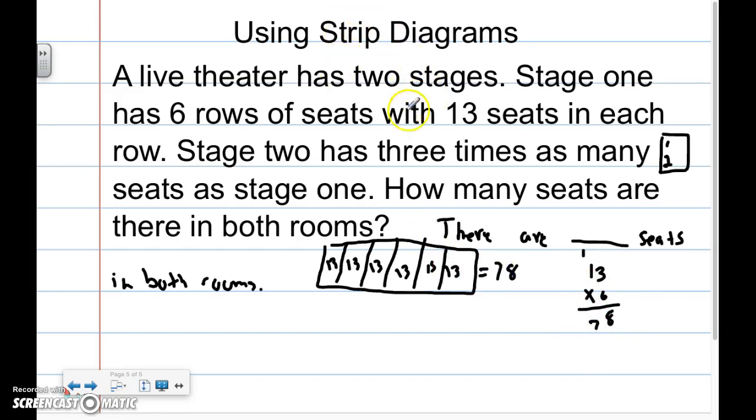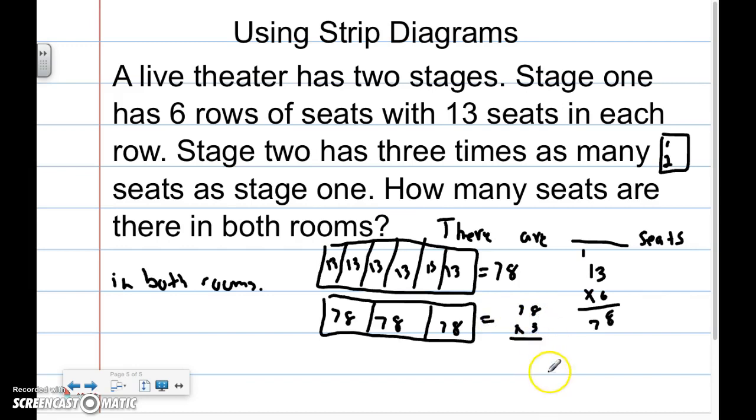But that's the seats in just stage 1. Now I have to figure out stage 2 has 3 times as many as stage 1. So I'm going to break this into 3. And so 78, 78, 78, because they have 3 times as much. So now that becomes 78 times 3. So 78 times 3, 8 times 3 is 24. Carry the 2, 21, 22, 23. So that's 234. Now, with the 234 and the 78, well, this is stage 2, this is stage 1.